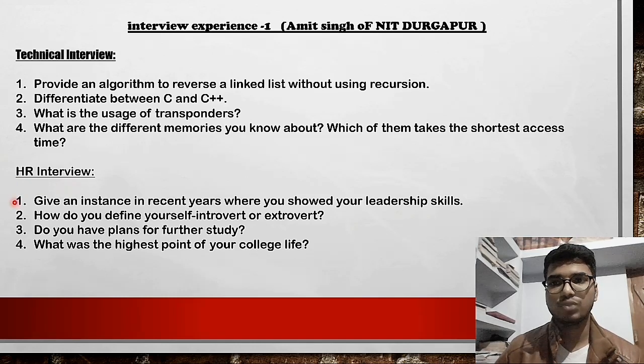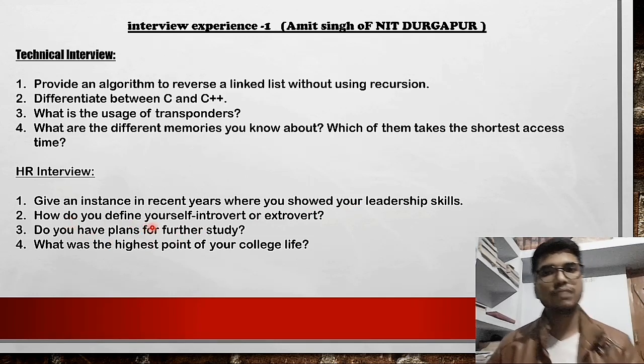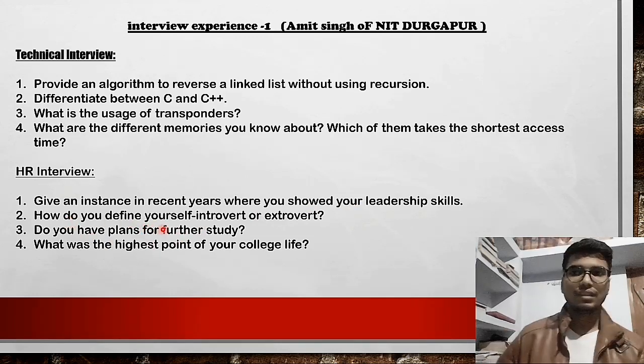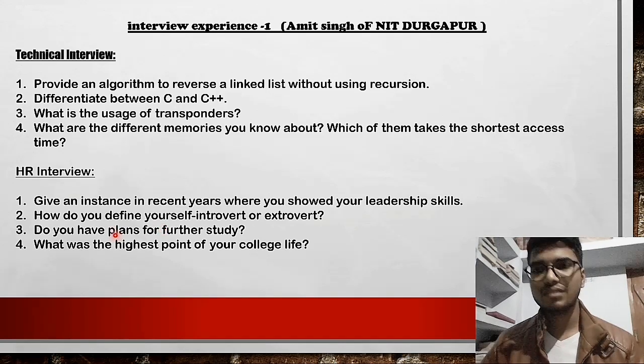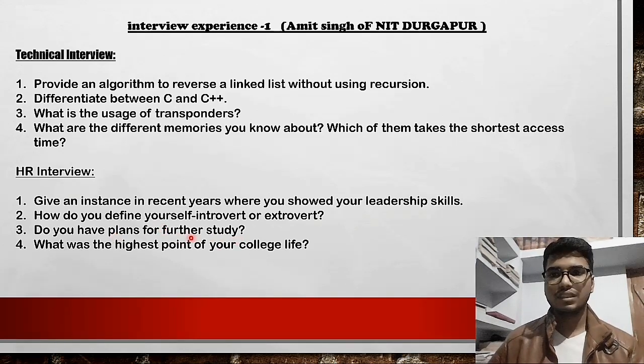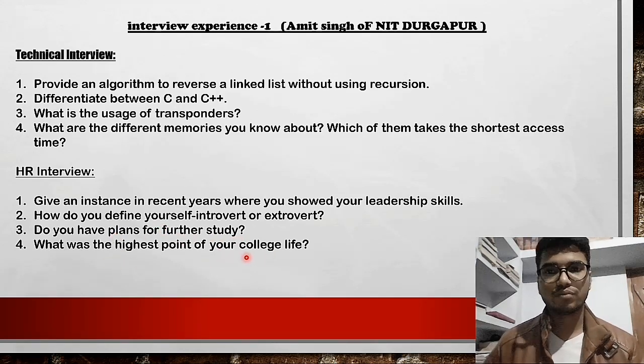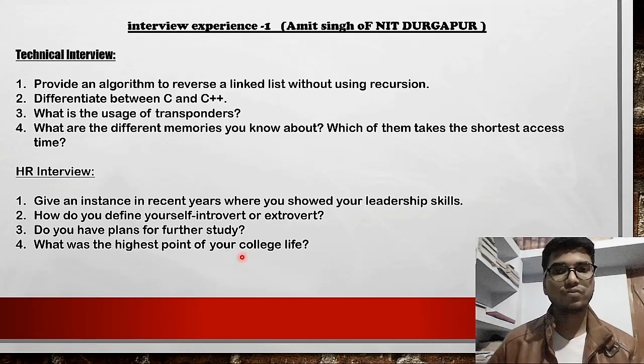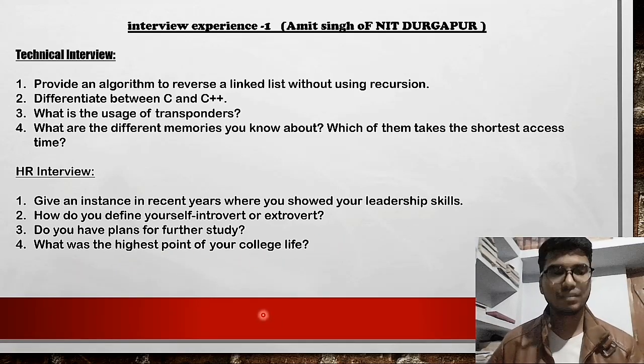Next is HR interview. Give an instance in recent years where you showed your leadership skills. How do you define yourself, introvert or extrovert? It's a personal answer. Do you plan for further study? What was the highest point of your college life? You can easily answer it.